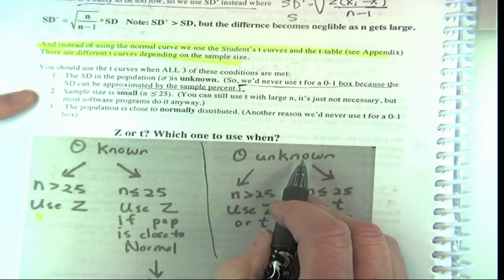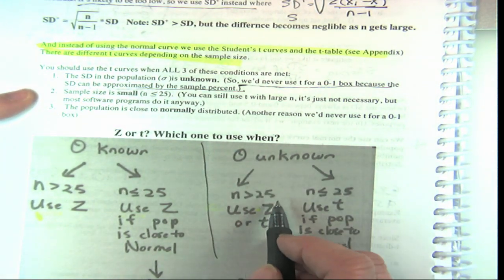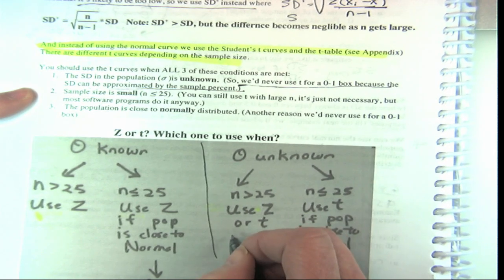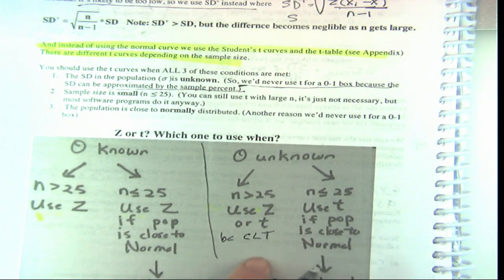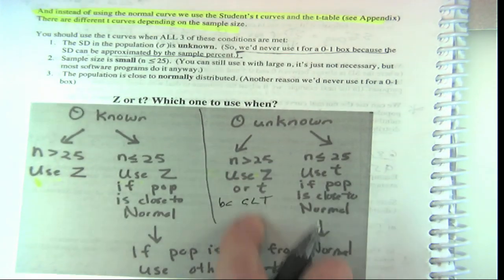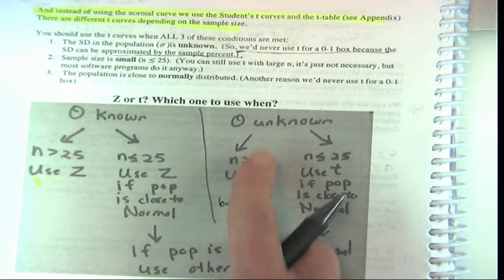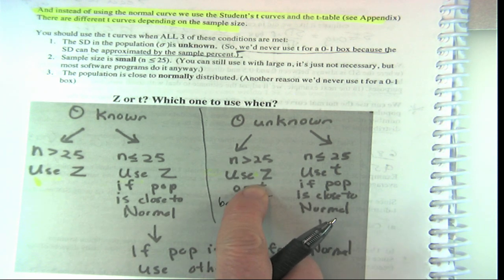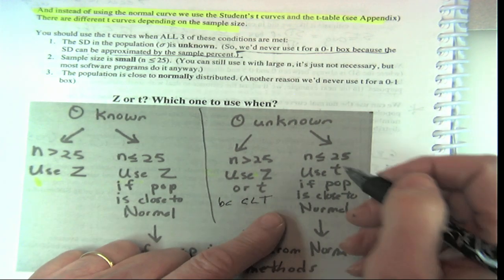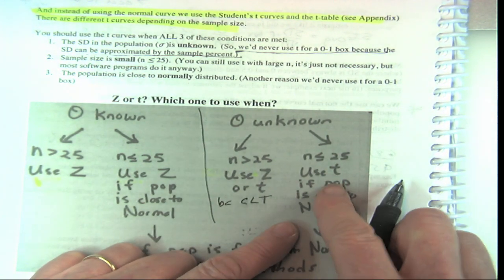Now, you don't know sigma. If you have a large enough sample, you can use z because of the central limit theorem. A lot of people just use t anyway, but it hardly makes any difference. You could use either one. But with a small sample, this is where you have to use t.